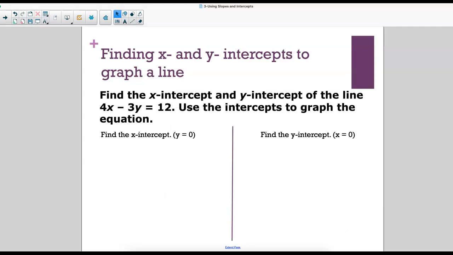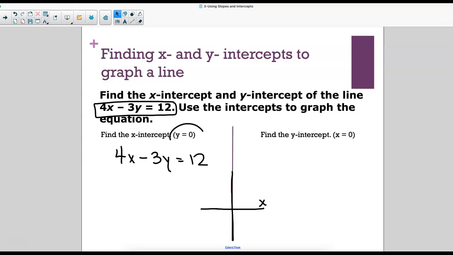This says find the x and the y-intercept of the line 4x minus 3y equals 12. Use the intercepts to graph the equation. If I want to find the x-intercept, let's say this is my graph right here. The x-intercept is where it's on that line. I want to find the point, which means I want to find x. So if I want to find x, I want to make y equal 0. I'm going to rewrite the equation: 4x minus 3y equals 12. And I'm going to say, what if y equals 0?